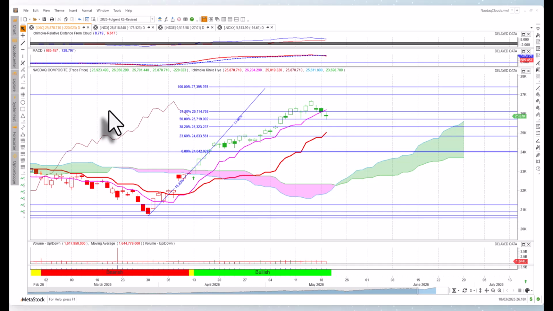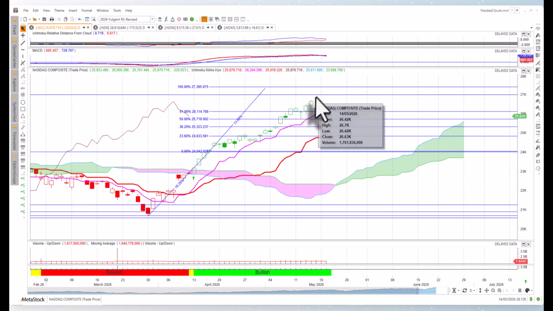Quick Ichimoku cloud chart market review of the Nasdaq Composite Index, Nasdaq 100, Nasdaq equal weighted, and the Nasdaq 100 excluding tech. Some significant risk factors there that we've highlighted in the previous video. As mentioned in last week's update, we were hitting these upside level targets.